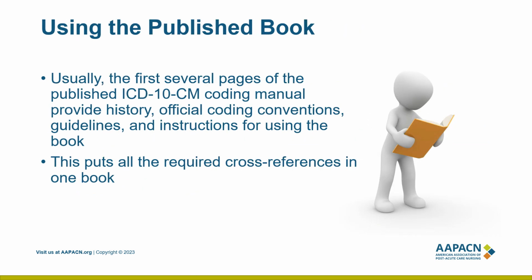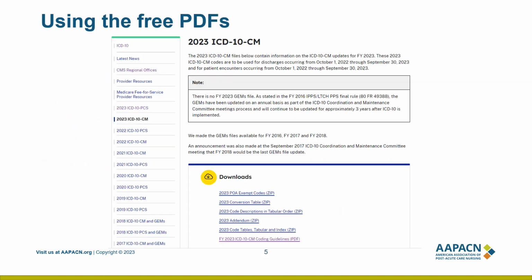Usually the first several pages of a hard copy published ICD-10 coding manual provide the history, official coding conventions, guidelines, and instructions for using the book. This puts all of the required cross-references into one rather large book. Let's take a look at where to find the free PDFs available for download.